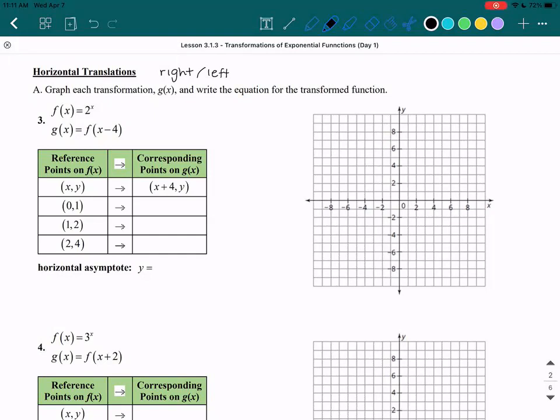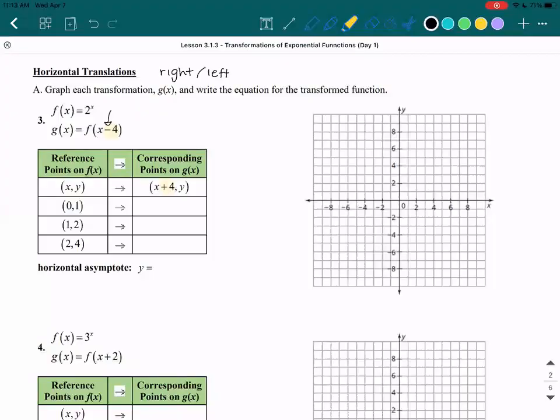So the same process. Notice that this time it is the inside of the parentheses that changes. It has an x minus 4. This is the argument of the function. Remember our vocabulary word, our input, our argument of the function is changing. So when your argument of the function changes, it's a little bit weird. If it says x minus 4, you're going to do an x plus 4 over here.